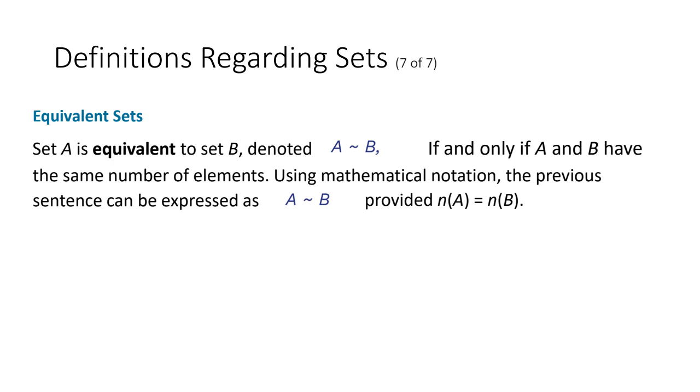Another definition is equivalent sets. Equivalent sets, we represent by writing a squiggly line in between them. So A squiggly line B if and only if they have the same number of elements. When they have different objects, but the number of elements inside is the same, then we call them equivalent. They're not equal, but they're equivalent. We can write that mathematically by saying that n(A) equals n(B). So the cardinality of A equals the cardinality of B.